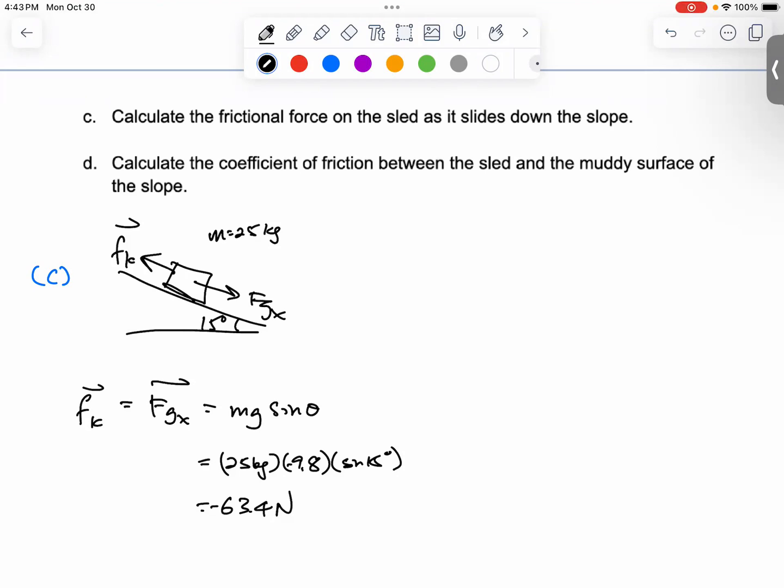Good. And then for part D, it says to calculate the coefficient of friction. What equation do we use here? Yes, friction is equal to mu times normal force. We should know two of them already. We just calculated the friction, and we should be able to find the normal force.